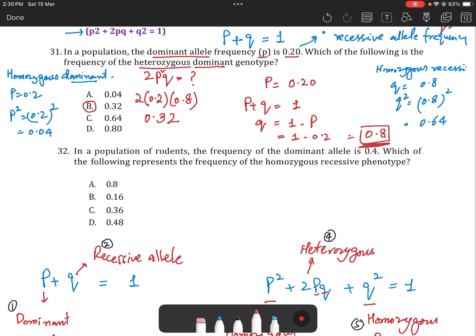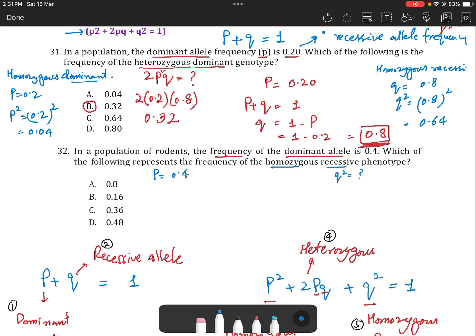In a population of rodents, the frequency of the dominant allele. Now, they didn't write P with it, so be very careful. We are going to write P is equal to 0.4. Which of the following represents the frequency of the homozygous recessive? As I told you, they can ask you anything. So go up and see what we need. Homozygous recessive is q square, right? We want to find this.